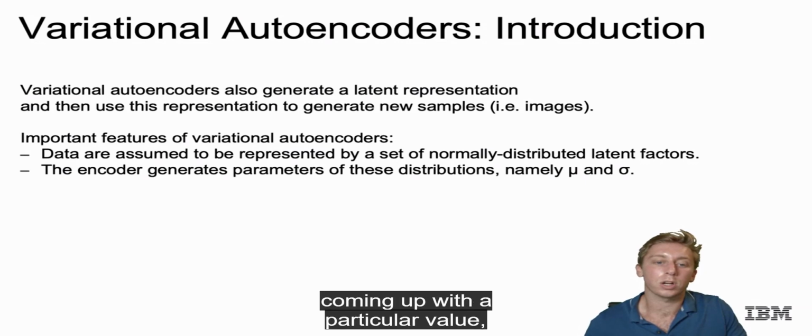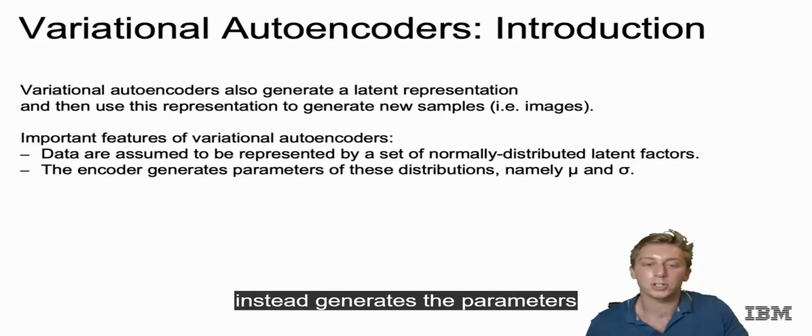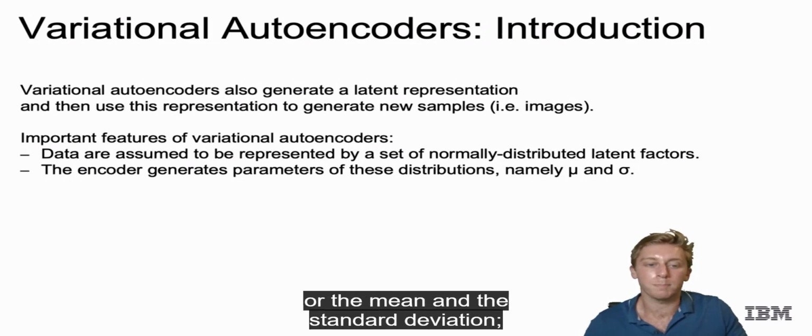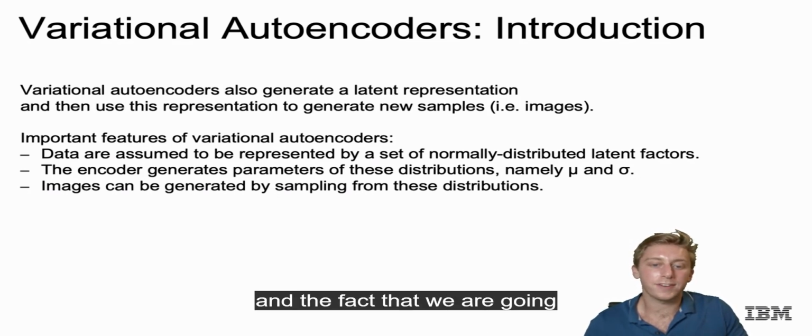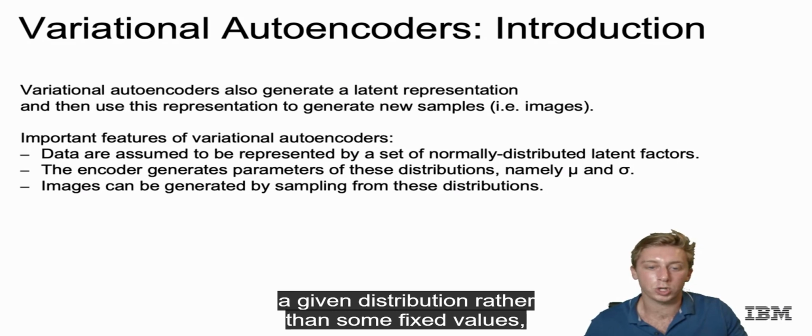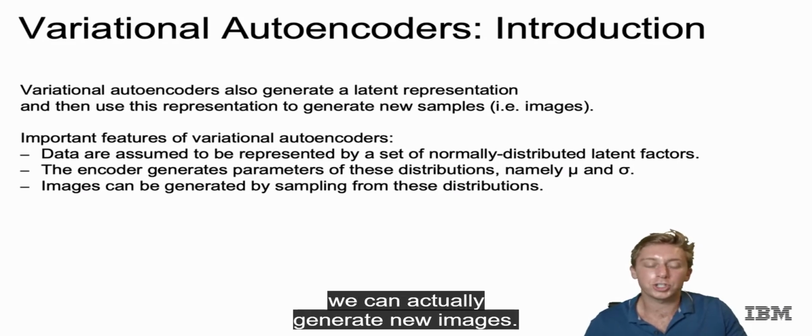And now, rather than the encoder coming up with a particular value, it instead generates the parameters of our normal distribution, namely the mu and sigma, or the mean and the standard deviation. And then using variational autoencoders and the fact that we are going to be sampling from a given distribution rather than some fixed values, we can actually generate new images.